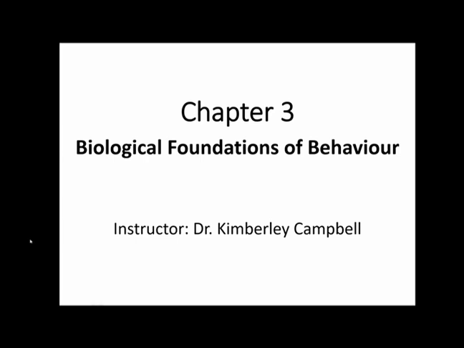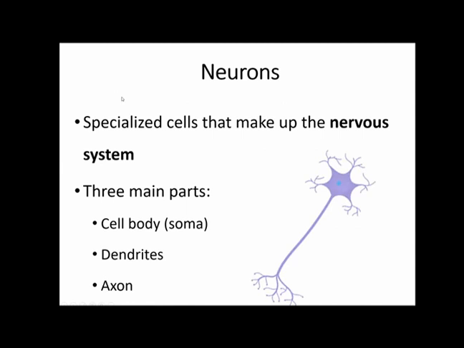Chapter 3, Biological Foundations of Behavior. So our first step is to talk about our building blocks of our nervous system, and these are our neurons. Neurons are specialized cells that make up our nervous system.